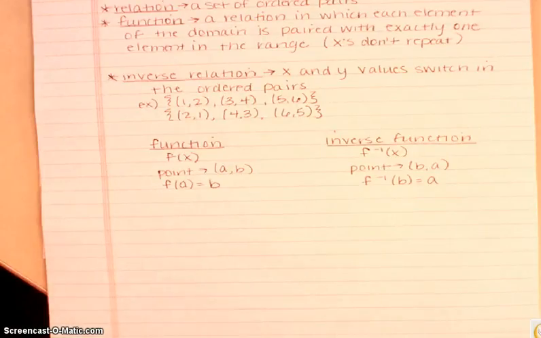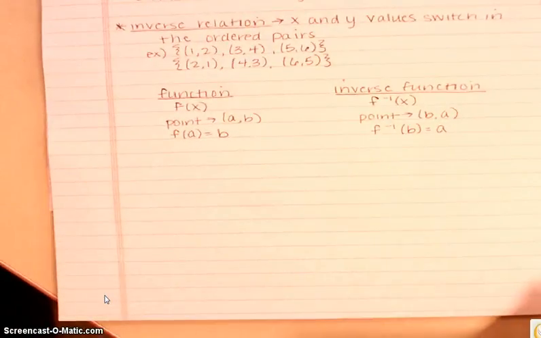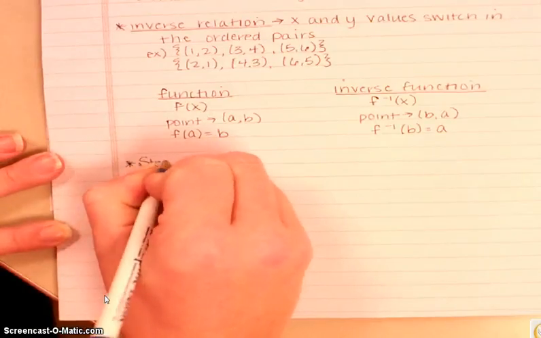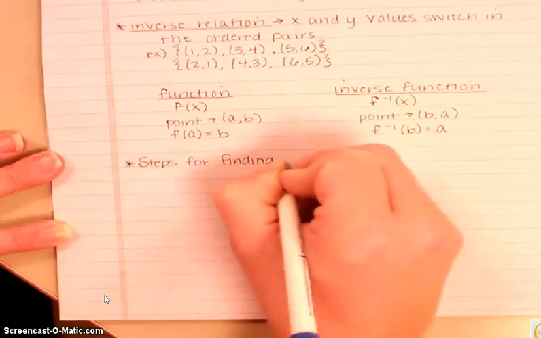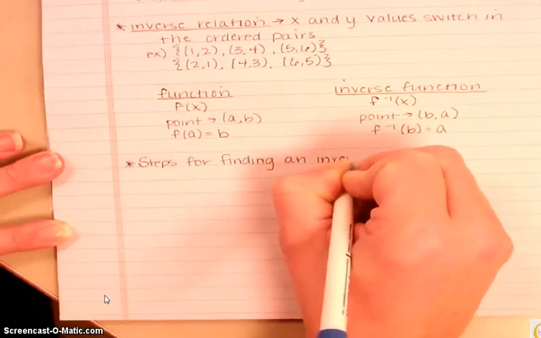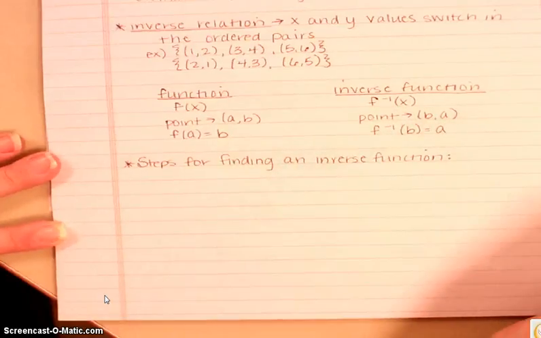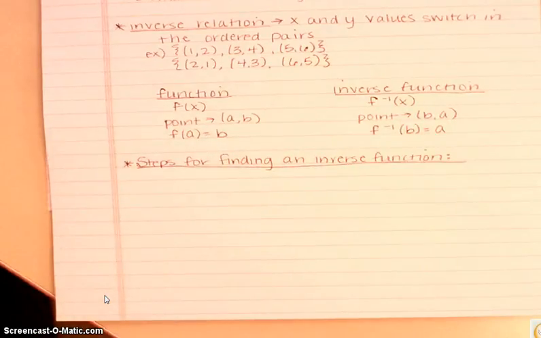So now let me give you some steps because we all know that when we have equations, sometimes things get a little bit dicier. So let me go through some steps and then I'll show you some examples of finding an inverse when we are looking at some equations. So, steps for finding an inverse function. And I think you'll get the hang of this pretty quickly because it's really not too challenging. You guys have done much more challenging things than this so far this year.